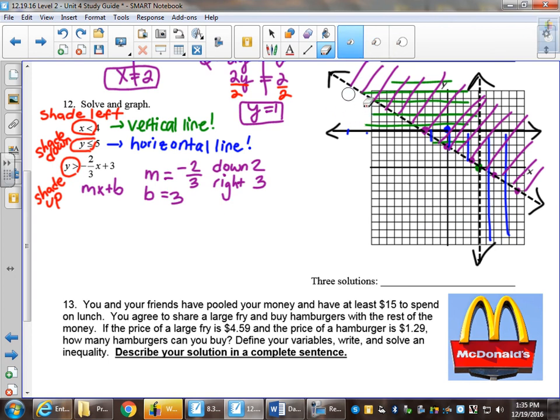Here is just green, so that's not good. Here is just purple and green, so that's a no. This is just purple, no. And this is just purple and blue. And then this is just blue, so this is gone. My solution is that inner triangle, and I'm done.